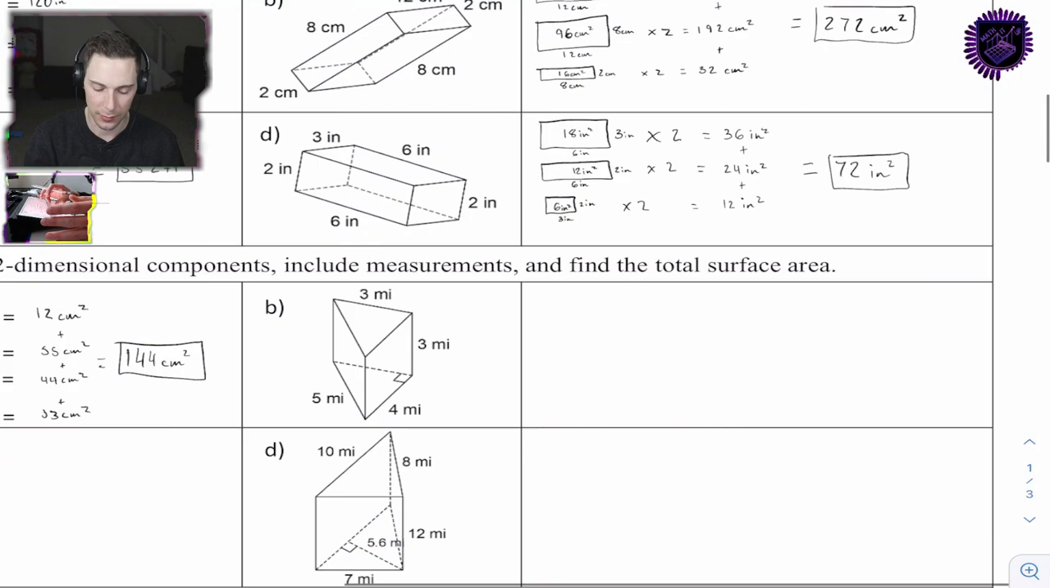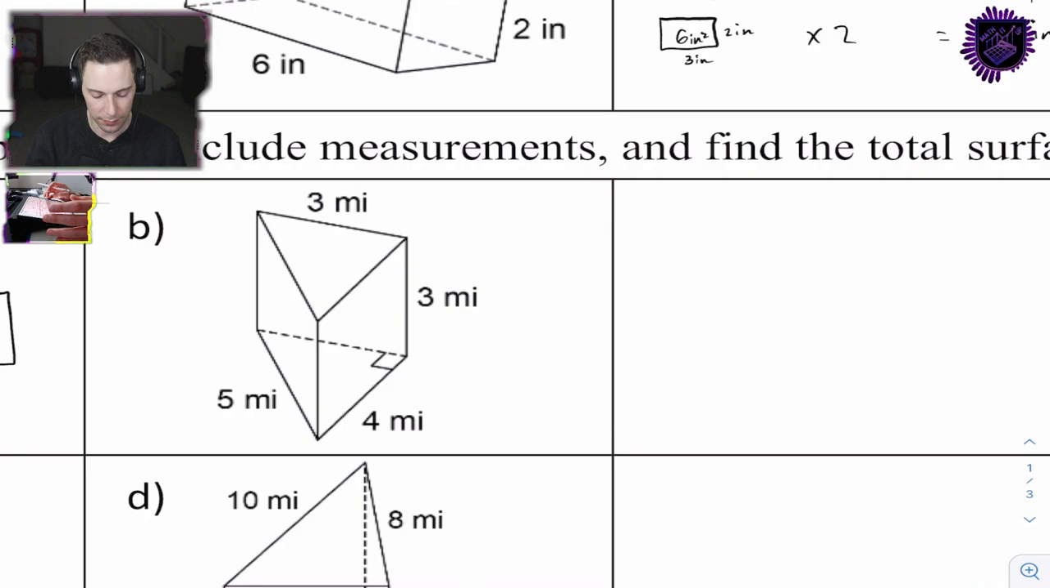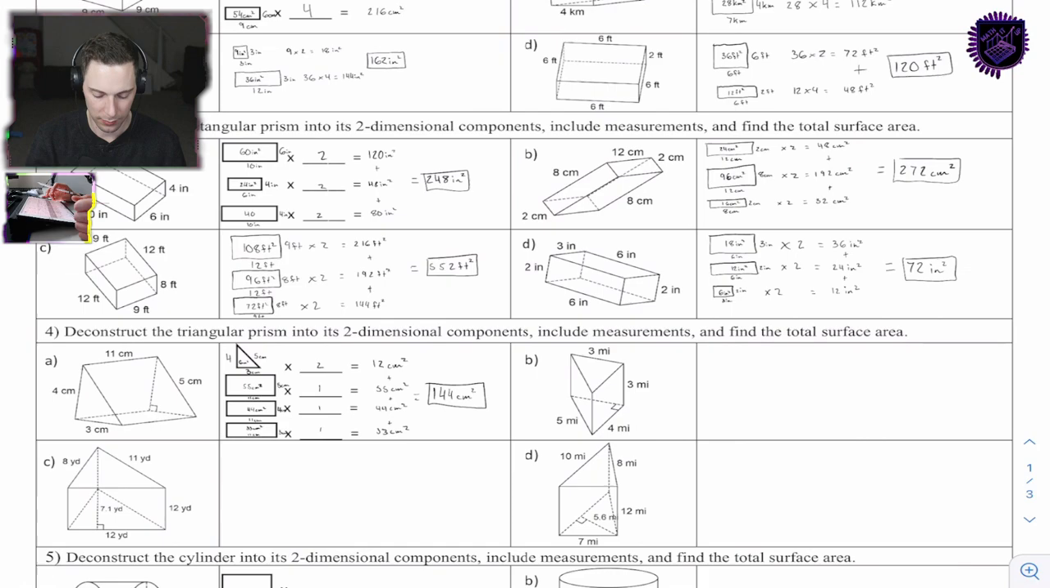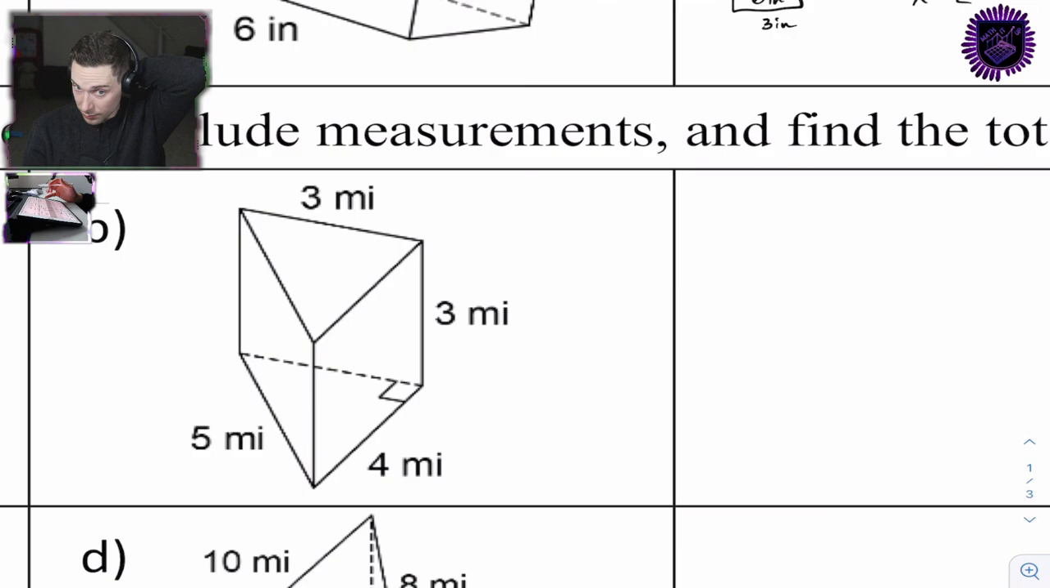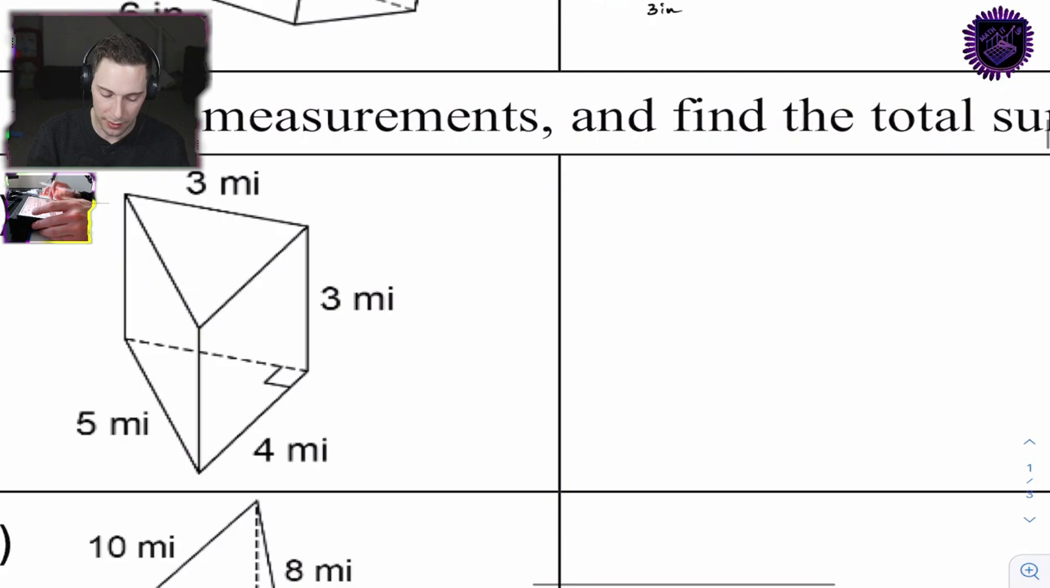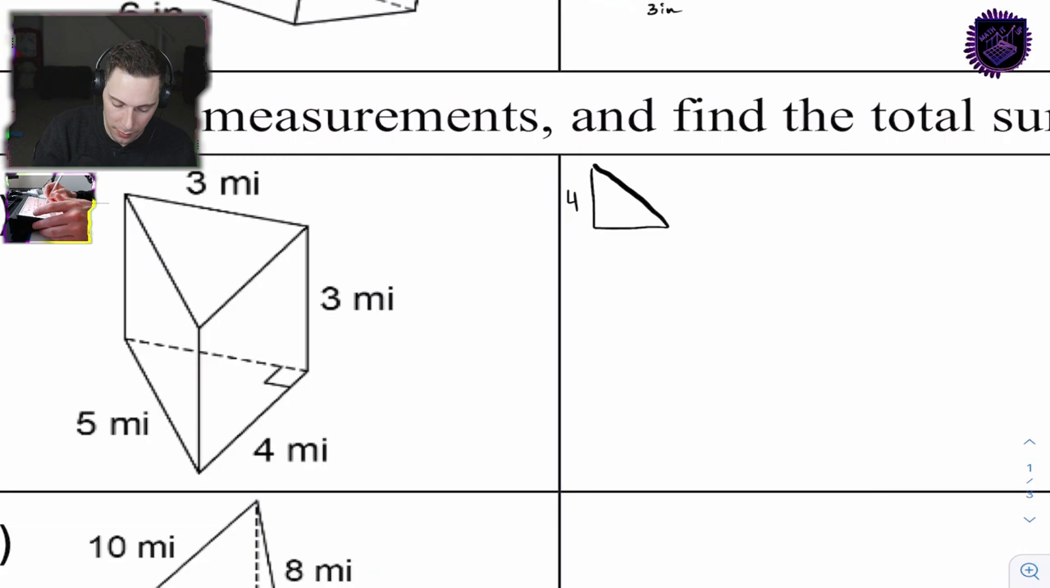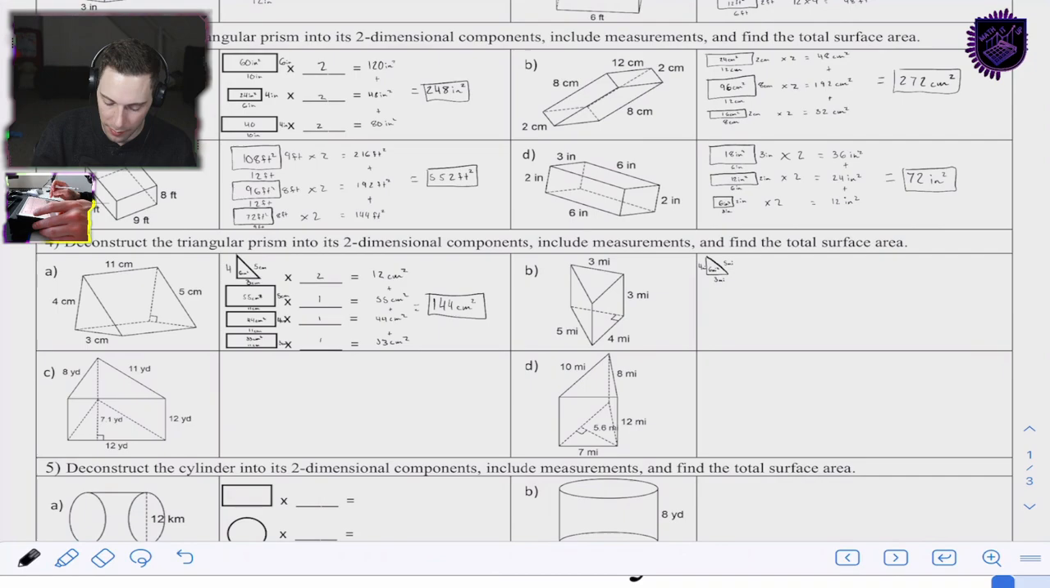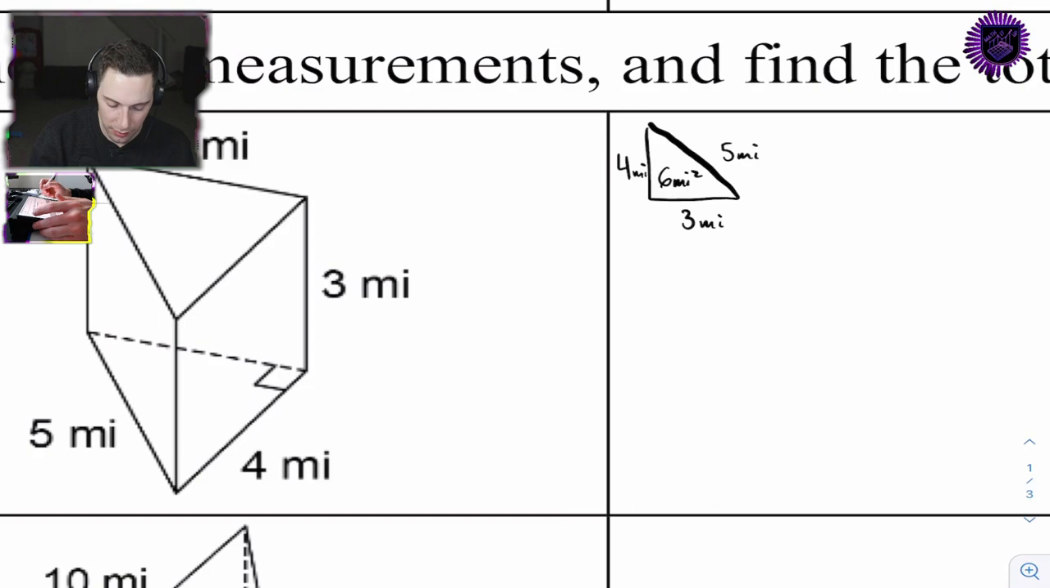Let's check out this new one. 3 by 3, 4, 5. Literally the same triangle. All right, we'll repeat it. So we have a right triangle, and that is 4, 3, 5 miles, and that's going to have an area of 6 miles squared. Then we have our first rectangle. Oh, it's a different height. That's what's different about this one.